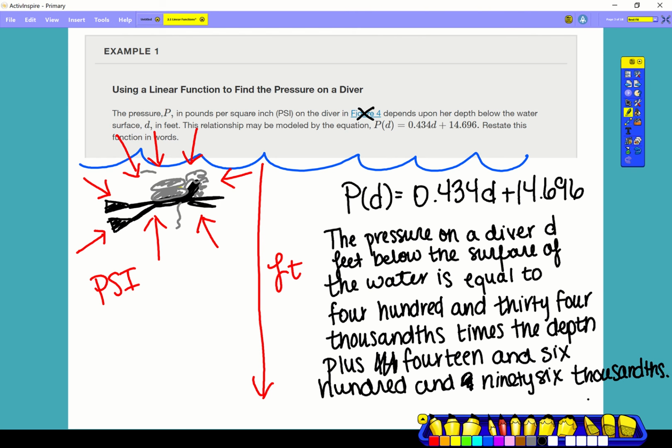So the pressure on a diver D feet below the surface of the water is equal to 434 thousandths times the depth plus 14 and 696 thousandths. Of course, there's other ways you could rearrange those words, but this is my restating of the function in words.